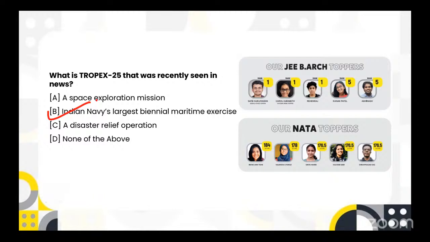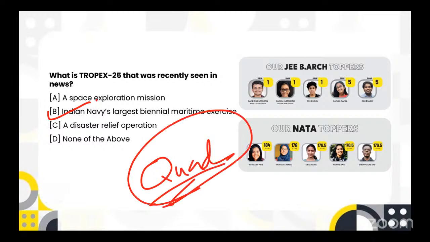In the Indian Ocean region, there is an international grouping also. That is the Quad: India, Australia, Japan, and US. So these countries are also there. This exercise will again reinforce India's role in regional security as well as the Quad cooperation. Okay.